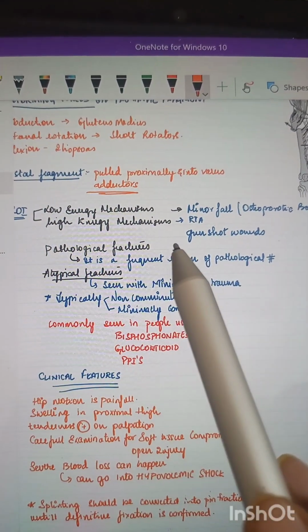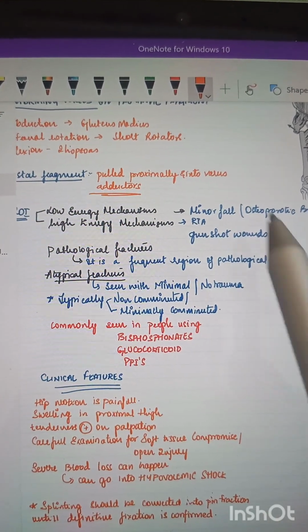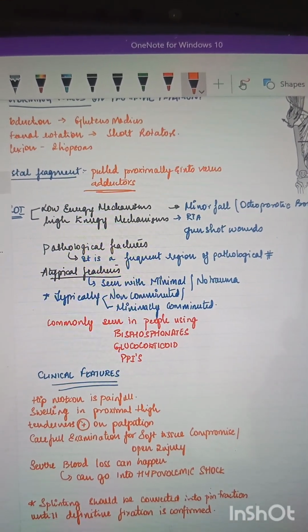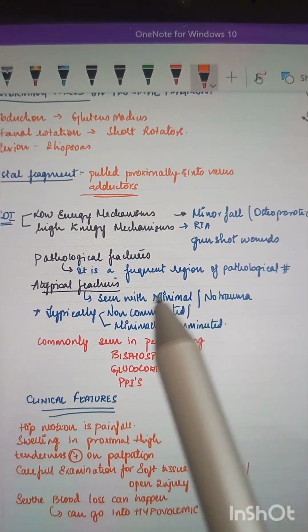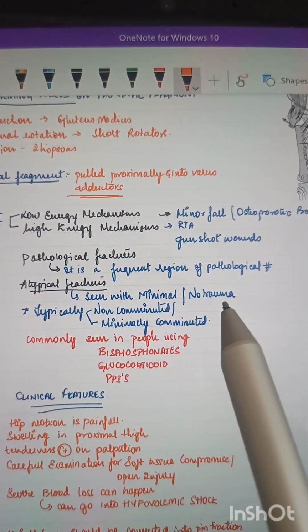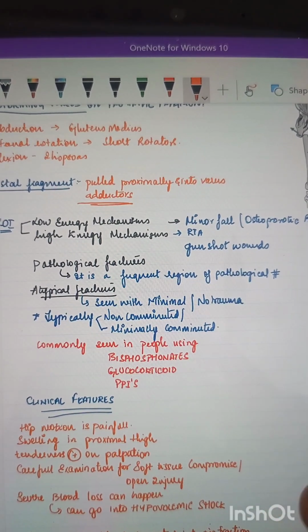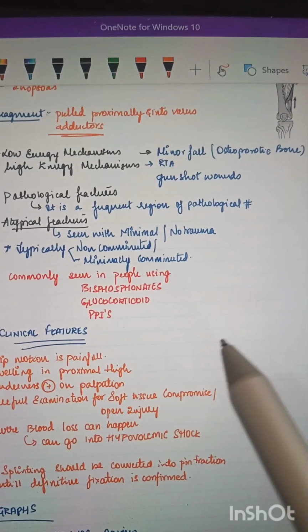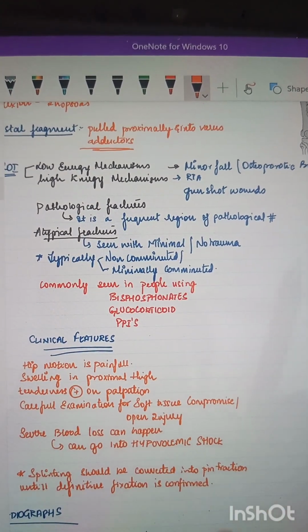Next comes pathological fractures. The subtrochanteric region is a common site for pathological fractures. Next comes atypical fractures, usually seen in minimal or no trauma. Typically non-comminuted or minimally comminuted. Commonly seen with people using medications like bisphosphonates, glucocorticoids and proton pump inhibitors.